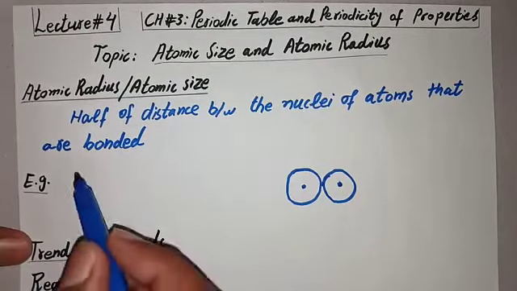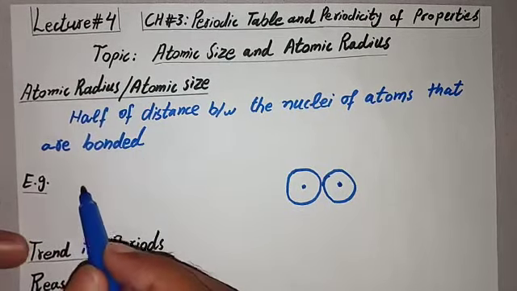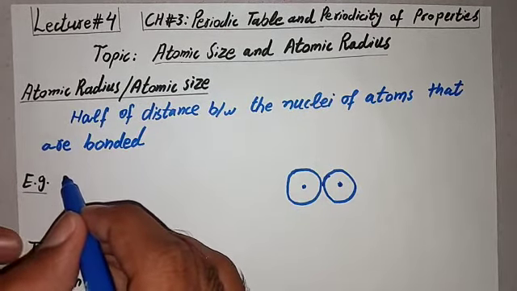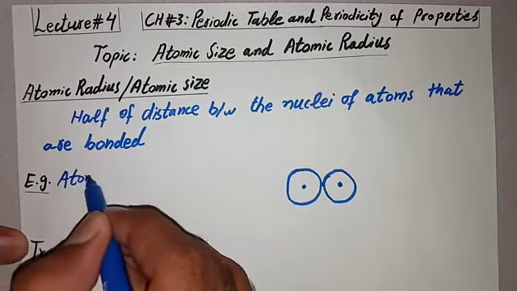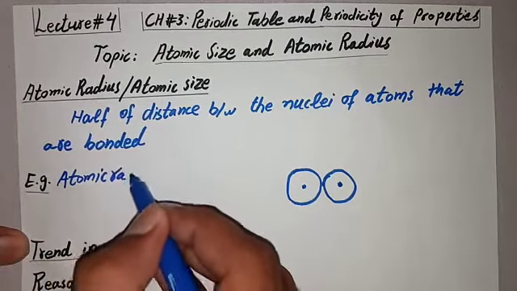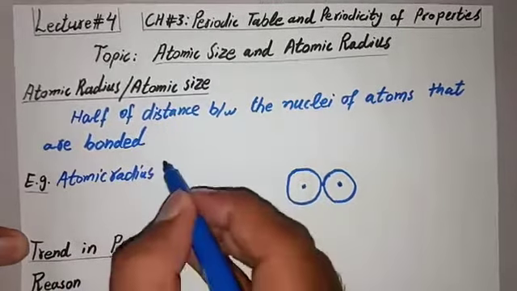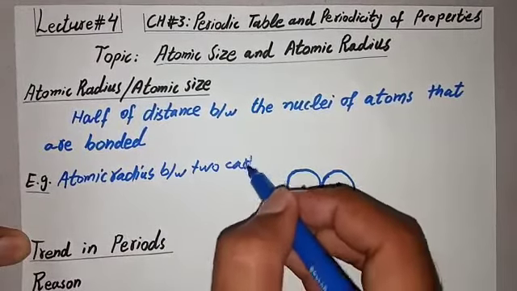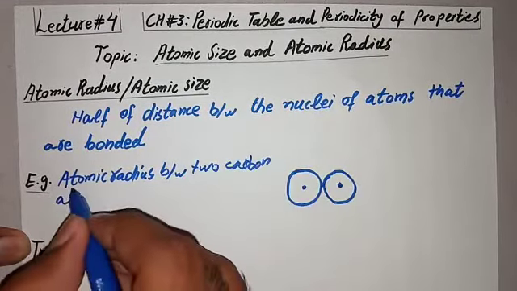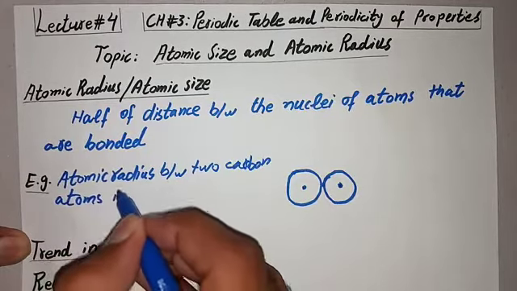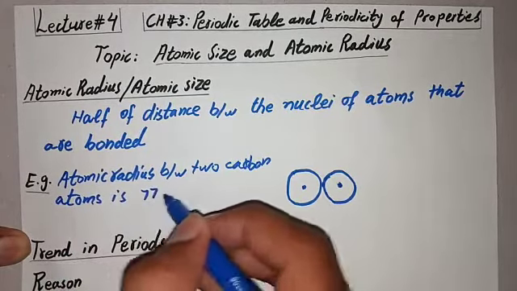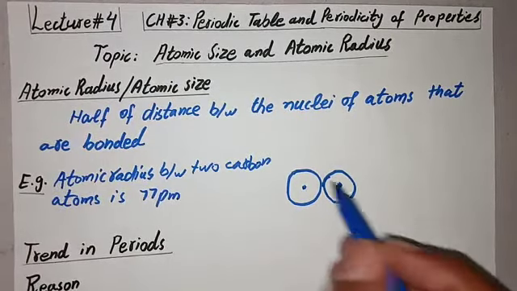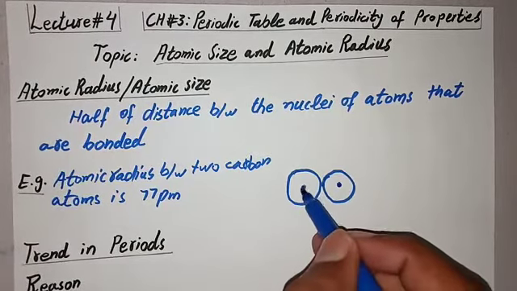For example, the atomic radius or atomic size between two carbon atoms is 77 picometer. For example, these two are carbon atoms and these are the nuclei of these atoms.